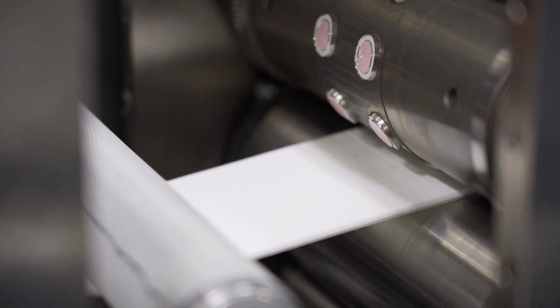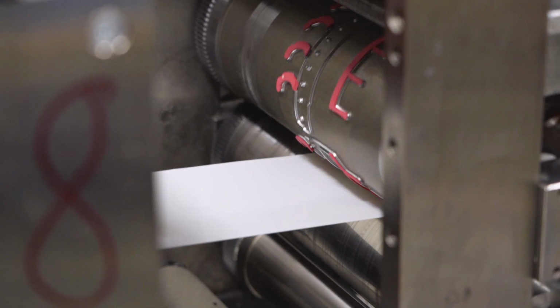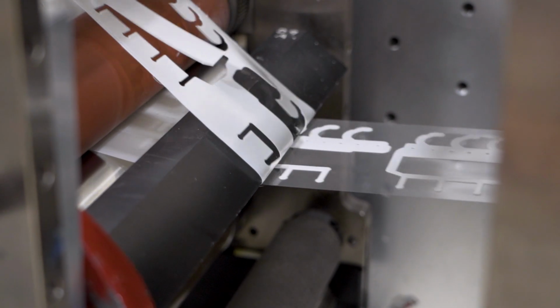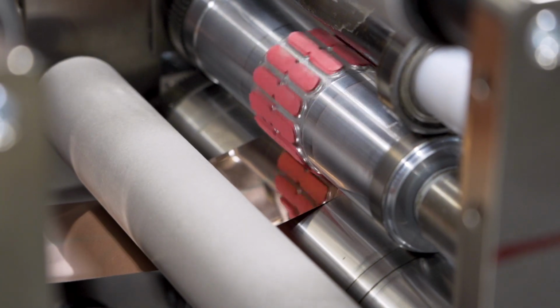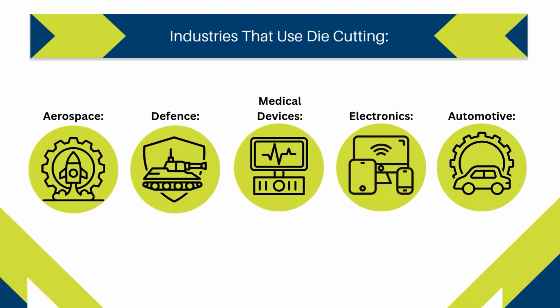Die cutting is a manufacturing process where you're cutting materials using a precision-made tool with different shapes or features on it to cut the parts as your delivered spec. Die cutting can be used to cut a wide range of materials, but most commonly that comes down to a foam, a film, or a paper. Die cutting is also used across a wide range of industries like aerospace, defense, medical, electronics, and automotive.